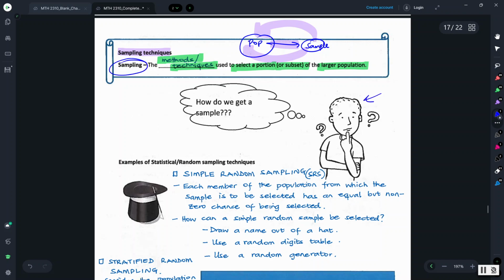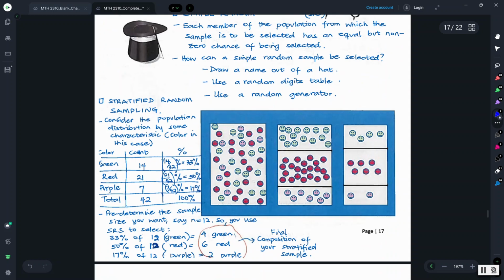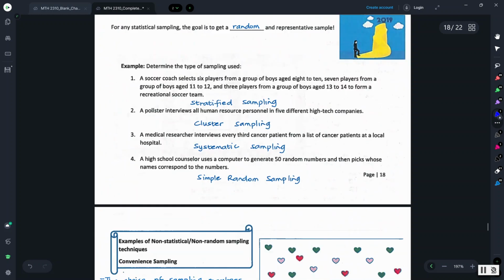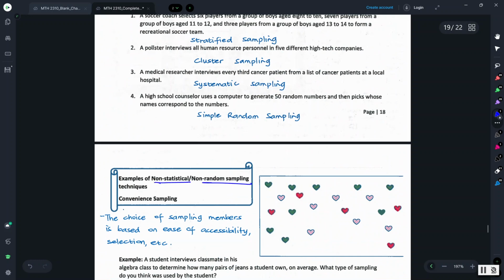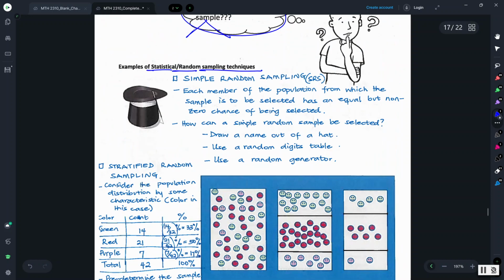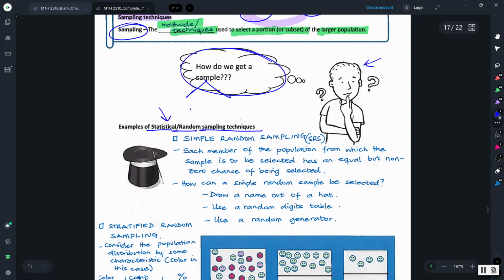So here's an individual thinking about how do we get a sample. We can use two major techniques. We can use statistical or random sampling techniques, or we can use non-random or non-statistical sampling techniques. For now, we're going to focus on the most encouraged form of sampling techniques, and that is statistical or random sampling techniques. So we talk about the first one, namely simple random sampling.